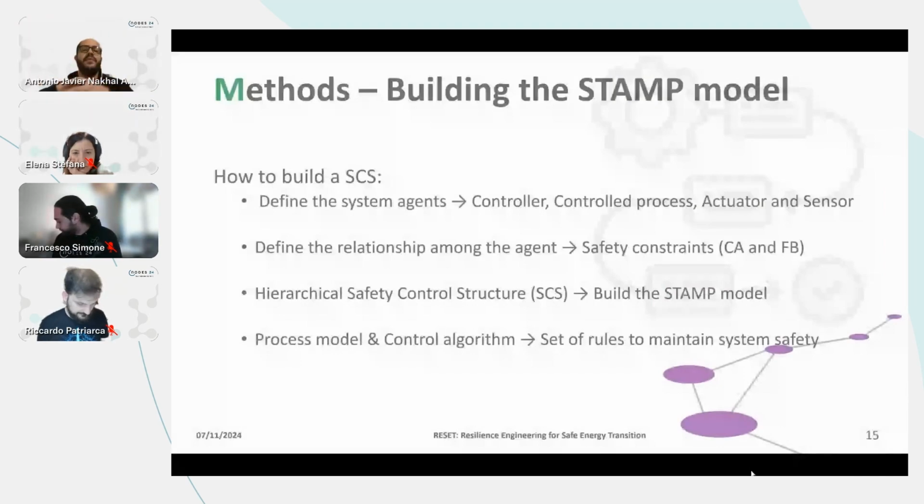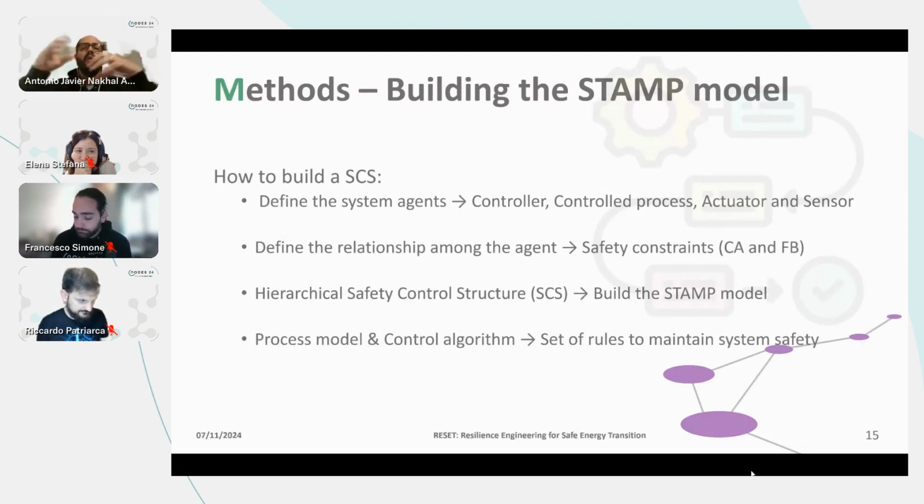Now we need to define the interactions between them. That is the control action, going downstream: the action, the task, the activities that they need to provide to operate the system. And then we need the feedback, which is the information or communication that they give to the controllers to know how the process is going, or what the state of the process is.